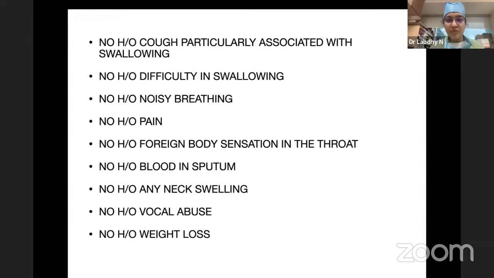There's no history of cough particularly associated with swallowing. There's no history of difficulty in swallowing. There is no history of any noisy breathing, or any pain associated with the swelling. There is no history of any foreign body sensation in the throat. There's no history of blood in sputum or any neck swelling. There's no history of vocal abuse or weight loss.